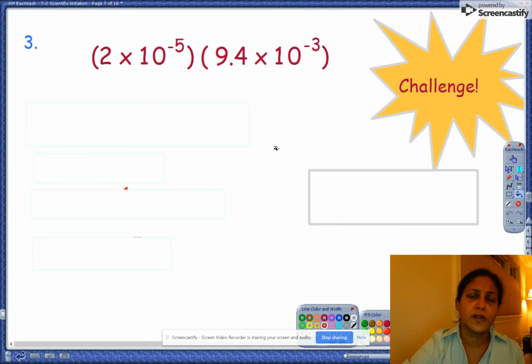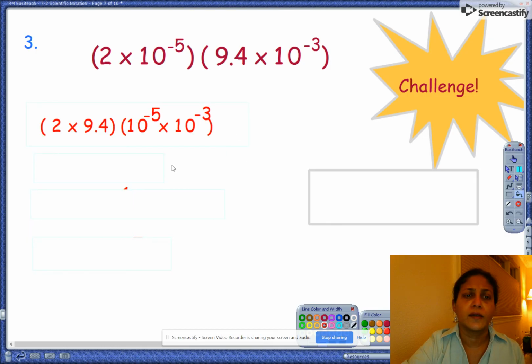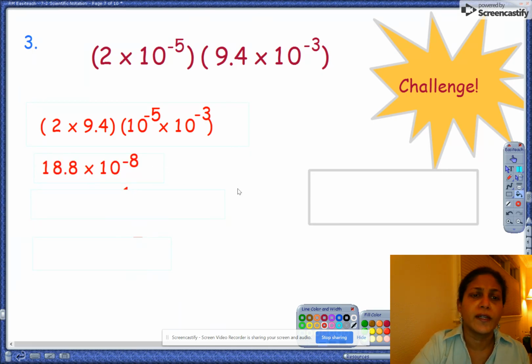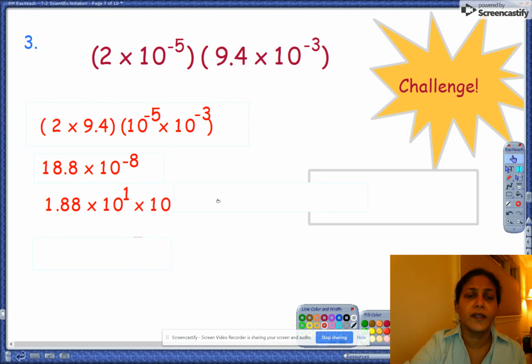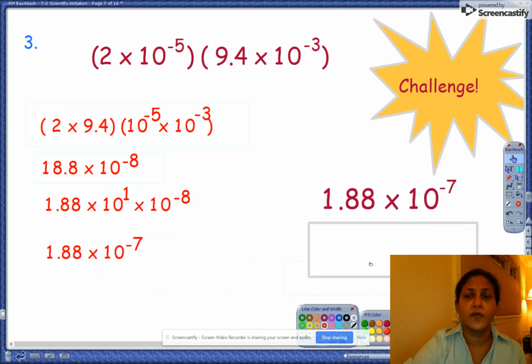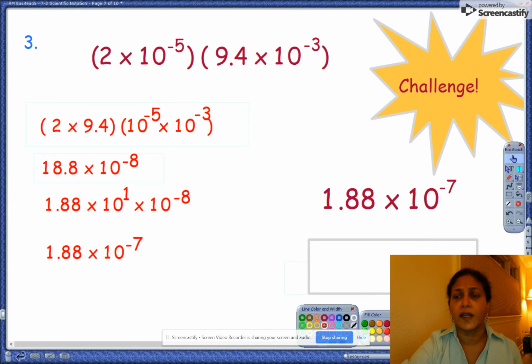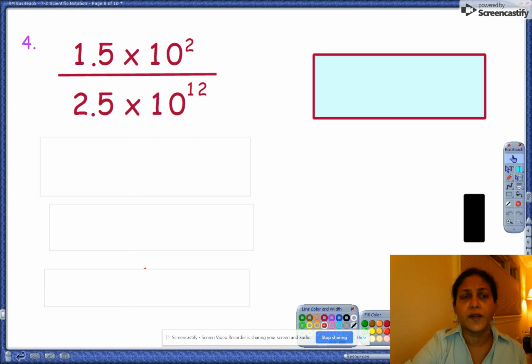And here's a challenge question. Factor times factor, power of 10 times power of 10. We get 18.8 times 10 to the power of negative 8. But 18.8 is not a good factor, so we're going to change it to 1.88 times 10 to the first. And then we already have 10 to the negative eighth, which combines to give us 1.88 times 10 to the negative seventh. Here's another one for you to try.